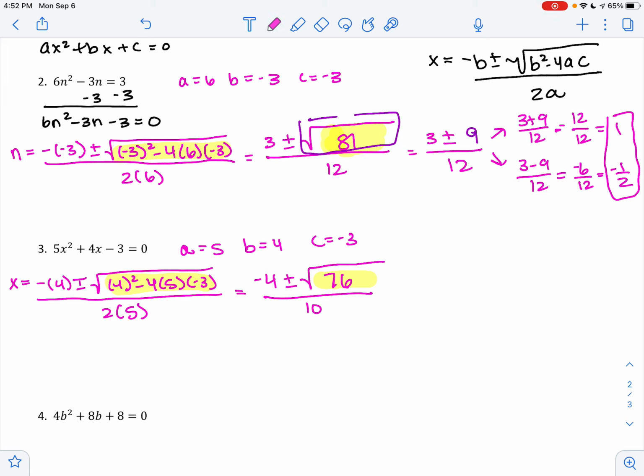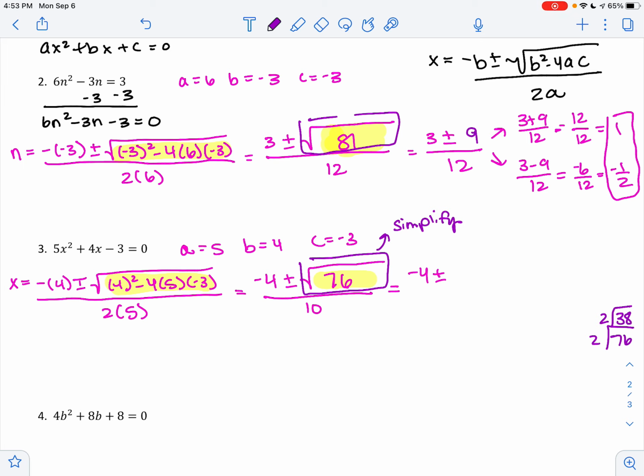So let's go ahead and keep simplifying. So I'm going to have negative 4 plus or minus. And what I need to do now is I need to simplify the square root of 76. 76 is not a perfect square, so I need to simplify it. I'm going to choose to simplify it using the birthday cake method. The smallest prime number that goes into 76 is 2. 2 goes into 76 38 times.